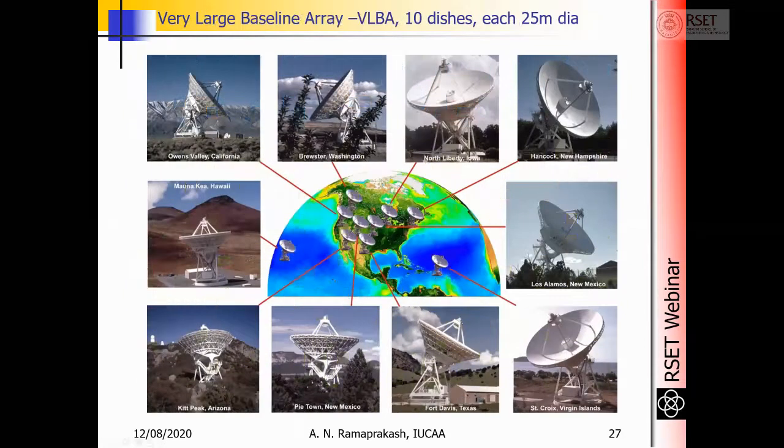Now, this is an even bigger technology where you have dishes separated across continents. This is called the Very Long Baseline Array. This baseline is across continents now. You take the United States, there are antennae which are separated across the continental United States. Then in Hawaii, and then there are others in other parts of the world.